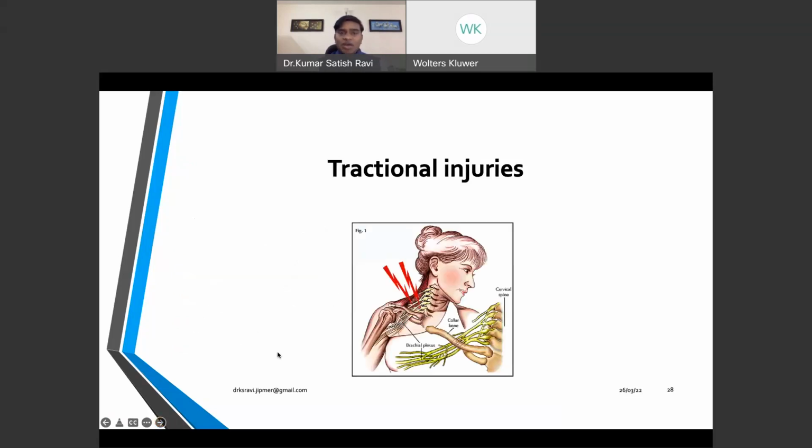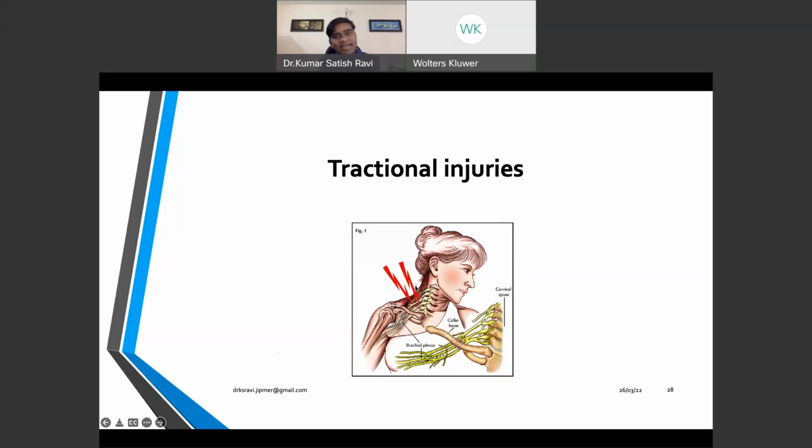When we talk about closed tractional injuries, these lead to traumatic brachial plexopathies. There can be supraclavicular injuries, or there can be infraclavicular injuries. There may be root avulsion, and root avulsion is more serious. In the case of supraclavicular injuries, that may be because of the forced separation of the head and shoulder, as you can see over here, right?